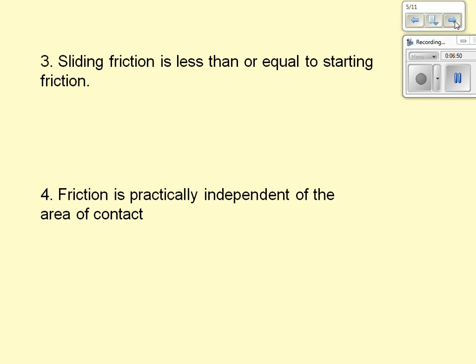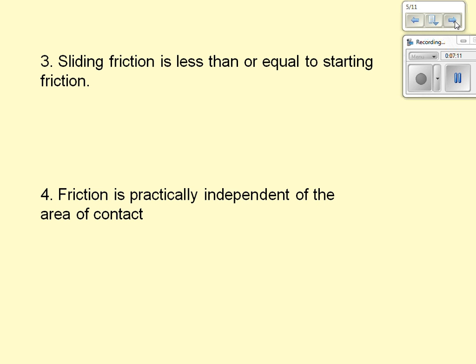Friction is practically independent of the area of contact. It doesn't matter the surface area. Yes. If the friction and applied force are the same, it wouldn't move. Correct, if it was already not moving. Friction is practically independent of the area of contact.